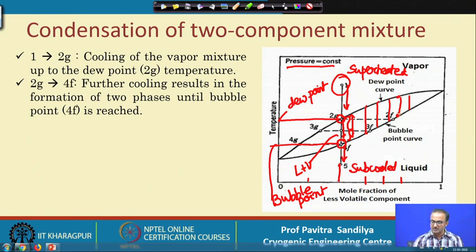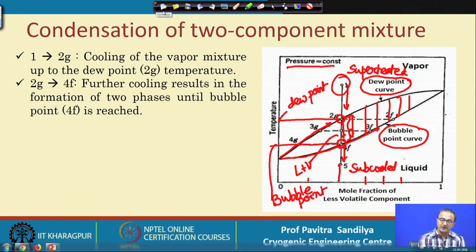Now, if I join all the dew point temperatures, we get this curve. This is called the dew point curve. And if we join all the bubble point temperatures, we get another curve. This is called the bubble point curve. So, in essence, the dew point curve is the locus of all the dew point temperatures at a given pressure. Similarly, the bubble point curve is the locus of the bubble point temperatures at a given pressure.